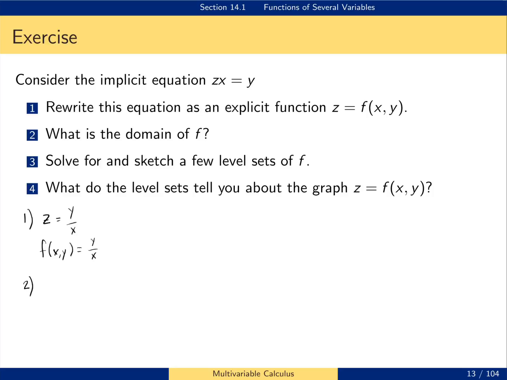Now, what is the domain of f? Well, it's the whole xy plane except, we can't divide by 0. What is this? This is a line.